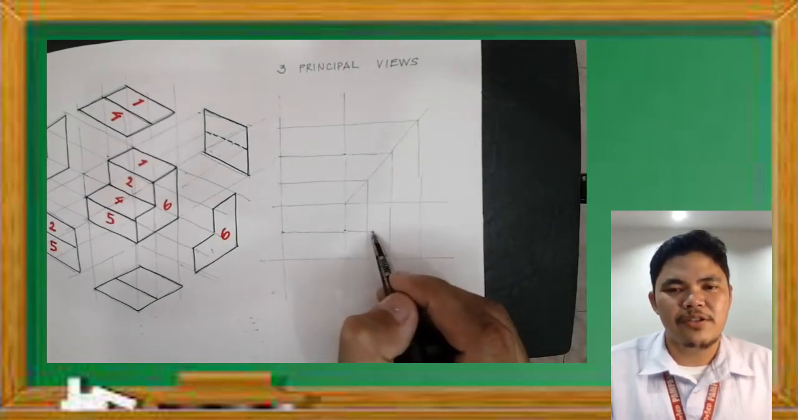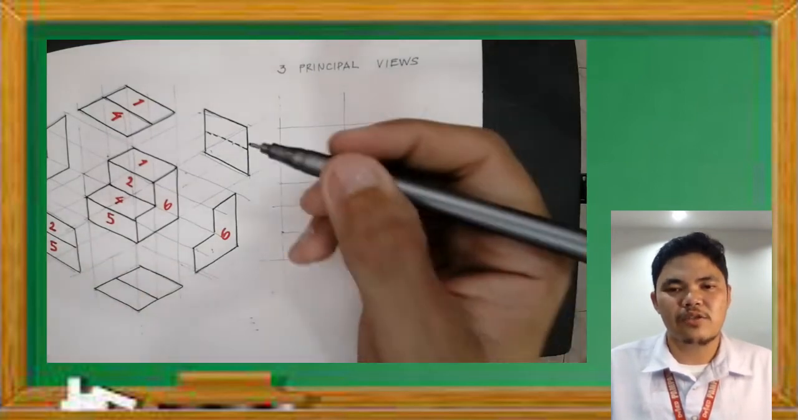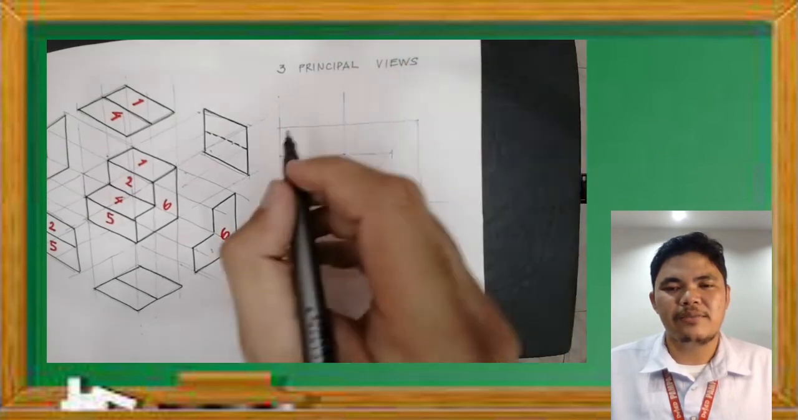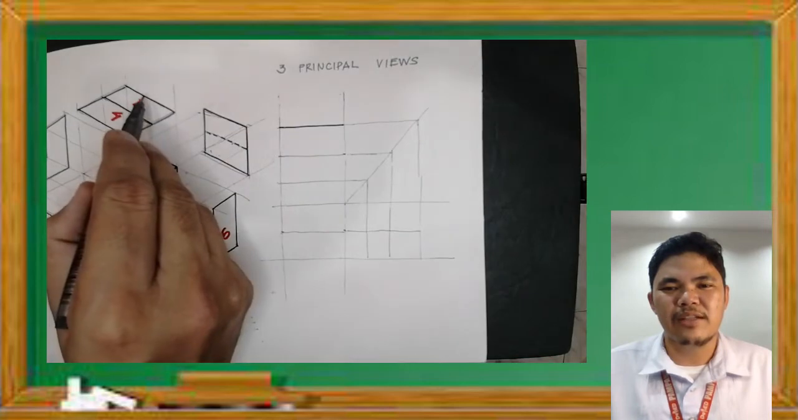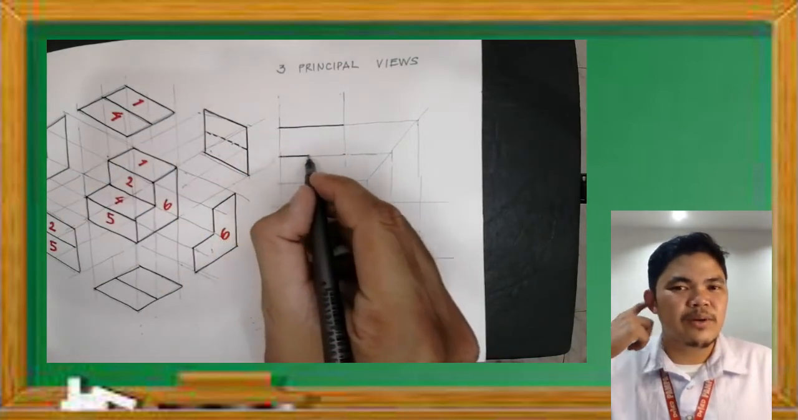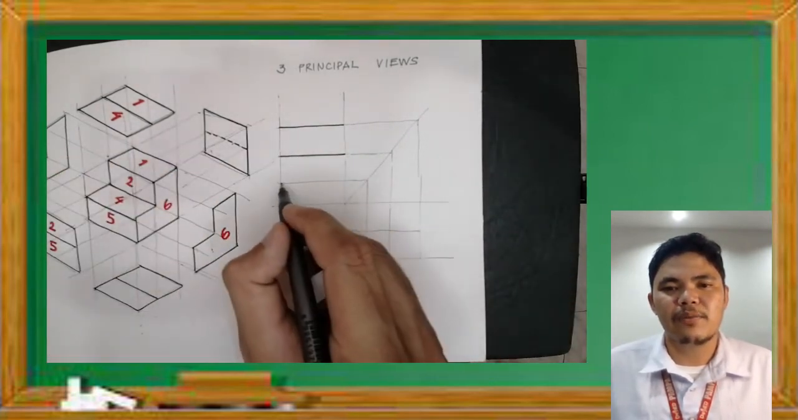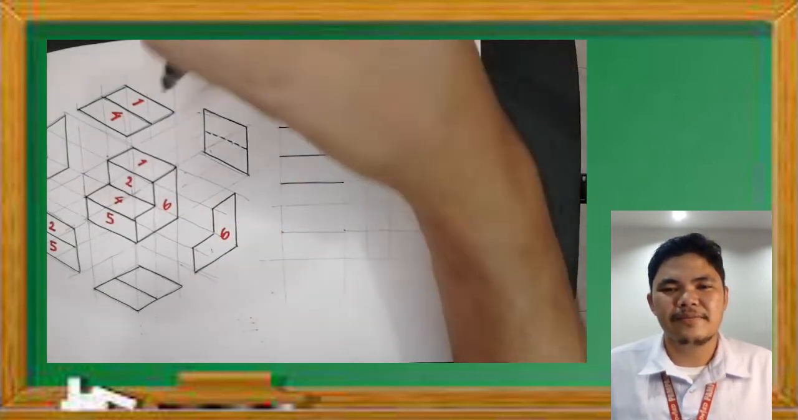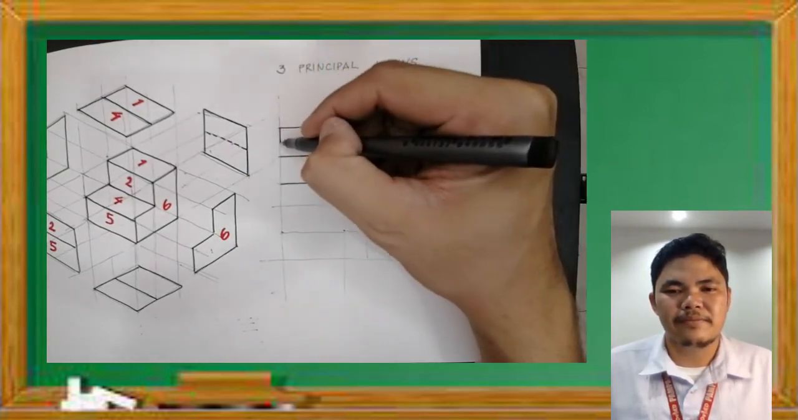After creating the projection lines, let us now trace the visible lines. Let us start with the top view. This is the visible line. Then another visible line. The one we did in the previous class, we made that as a basis. This is really the orthographic views. Trace the visible line, and then another visible line.